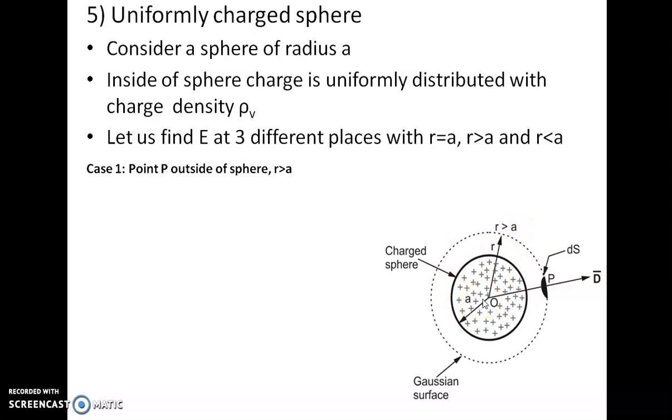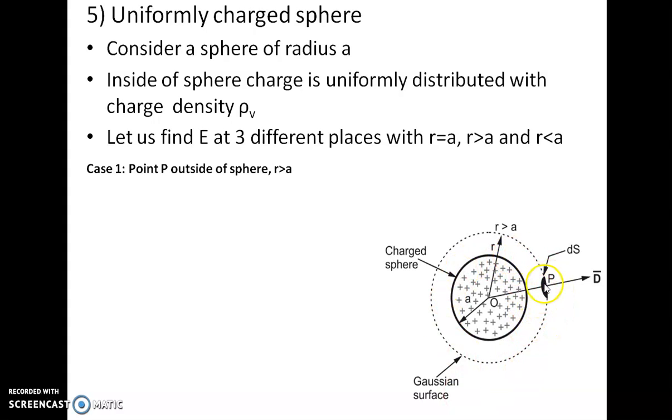So same as the previous case, here also we are going to consider three cases: when the point lies outside of the sphere, when the point lies on the sphere, and when the point lies inside the sphere. Now the first case I am considering is when the point lies outside the sphere. So here, take the Gaussian surface passing through this point P, which has a radius of r. As shown in the figure, the dotted line circle shows the Gaussian surface.